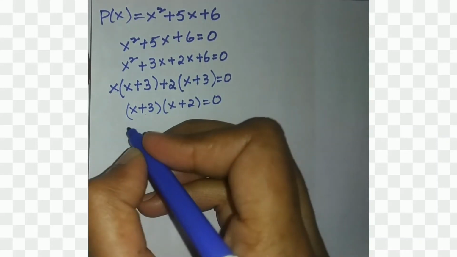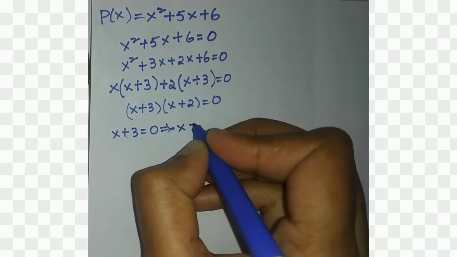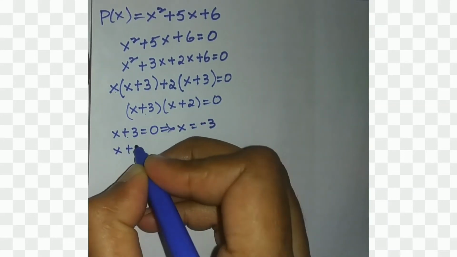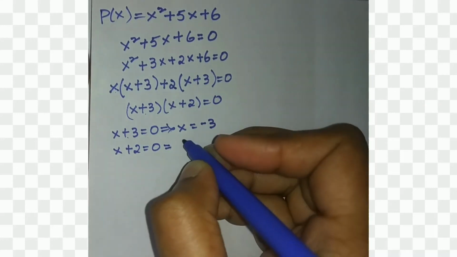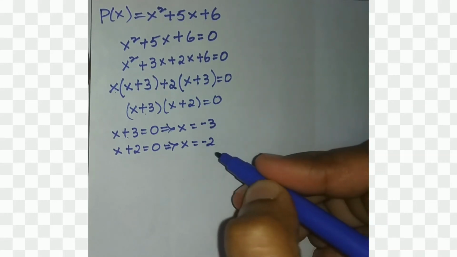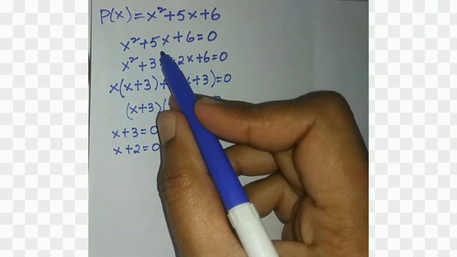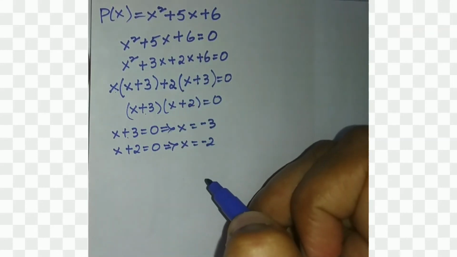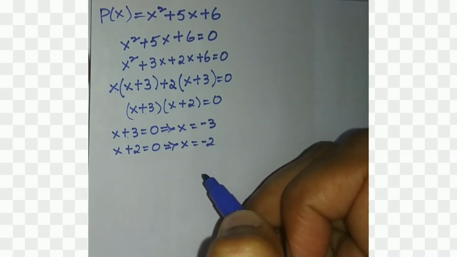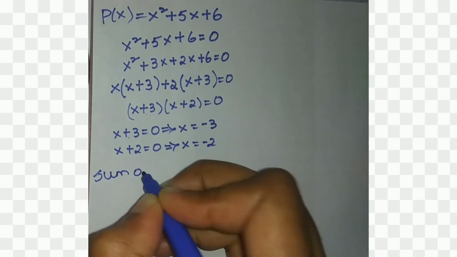X plus 3 into x plus 2 is equal to 0. First term, x plus 3 is equal to 0, which means x is nothing but equal to minus 3. Now equating the second term, x plus 2 is equal to 0, we get x equal to minus 2. So minus 3 comma minus 2 are nothing but the zeros of the polynomial x square plus 5x plus 6. Now we need to verify the relationship between the zeros and the coefficients. First we need to find the sum of zeros.